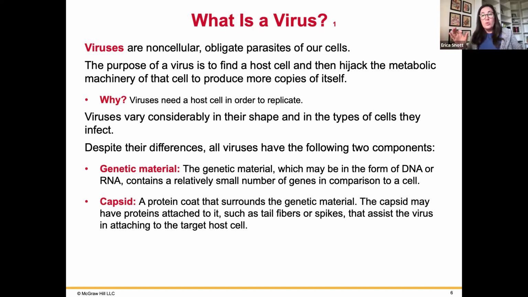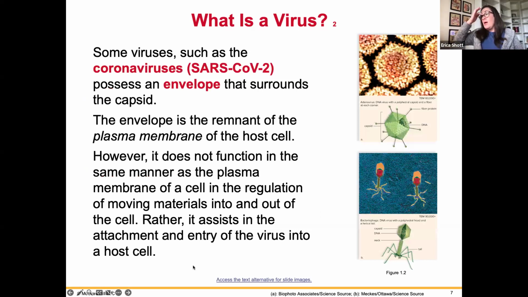They have a very small genome. That's what they're saying, that this is a small number of genes. And they have a protein coat called a capsid that surrounds the genetic material. They can have little accessories like tail fibers or spikes that assist the virus in attaching to the target host cell, but not all do. Some viruses, like the coronavirus, the COVID-19 virus, or SARS-CoV-2, possess an envelope that surrounds the capsid.